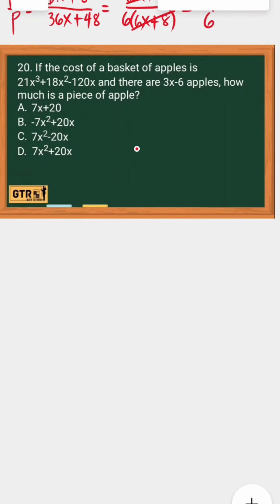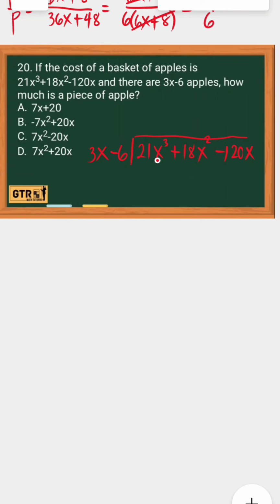Okay, so we can solve this using long division or synthetic division. Okay, so long division na lang ang gamitin natin. So if we use long division, so we have 21x cubed plus 18x squared minus 120x, divided by 3x minus 6. So, in dividing function, parehas din yan ng, parang nagdi-divide lang din tayo ng whole numbers.